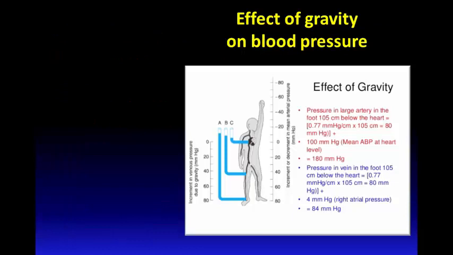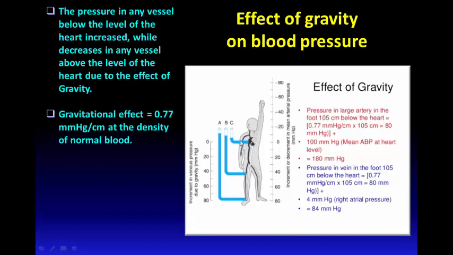Gravity also has an influence on blood pressure. Because of the effect of gravity, the pressure in any vessel below the heart increases, while the pressure decreases above the level of the heart. And these changes in pressure are because of the effects of gravity. The gravitational effect can be calculated. It is equivalent to 0.77 millimeters of mercury per centimeter at the normal density of the blood.